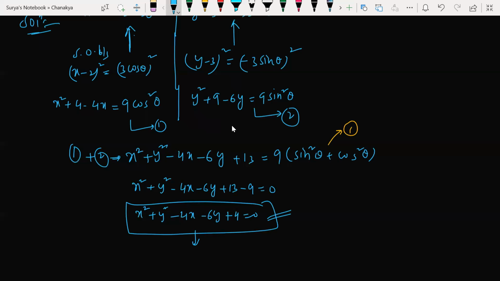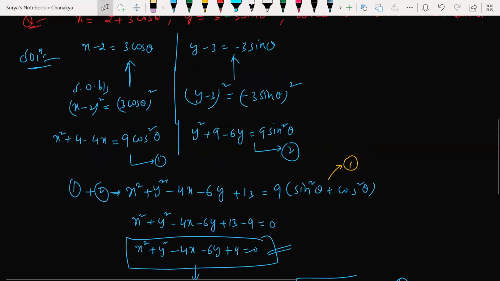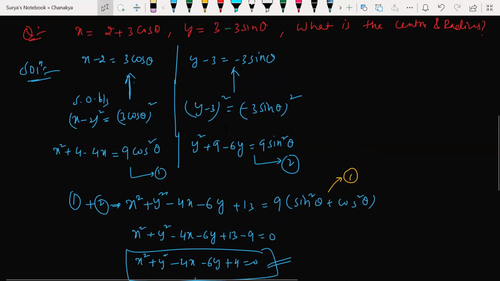So what is the center here? 2 comma 3. What is the radius? Square root of 4 plus 9 minus 4, so 3 is my radius. Isn't it an easy question? See, this is my method 2.